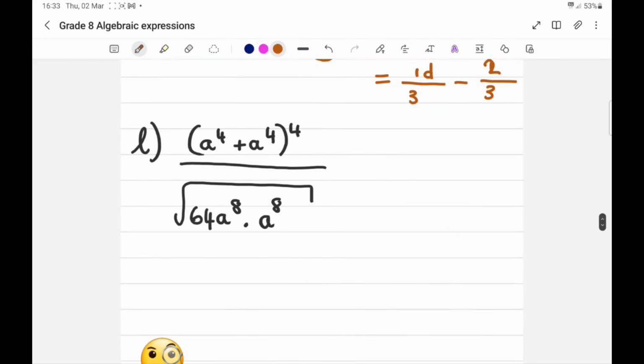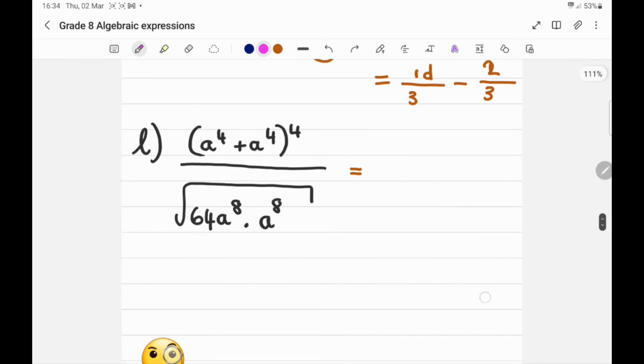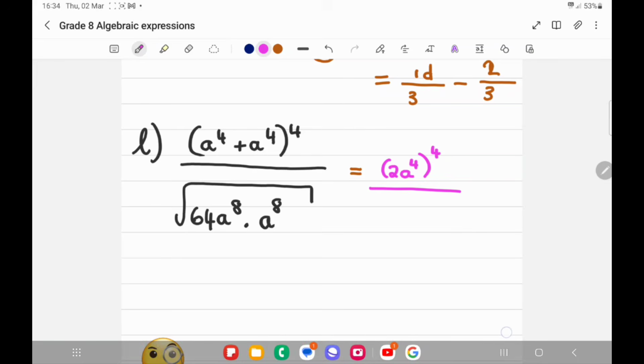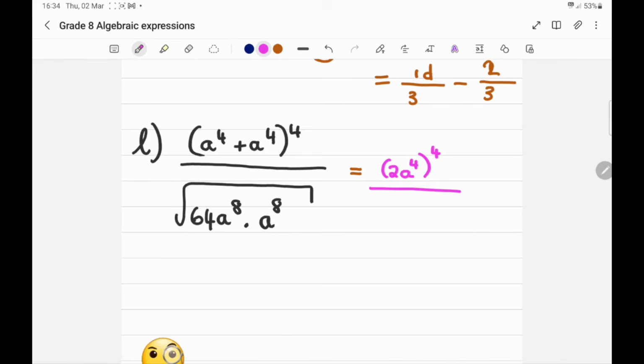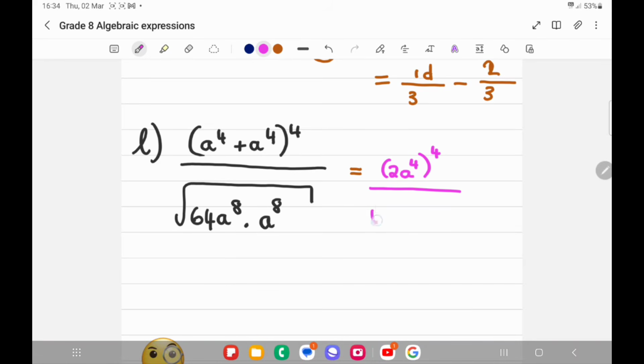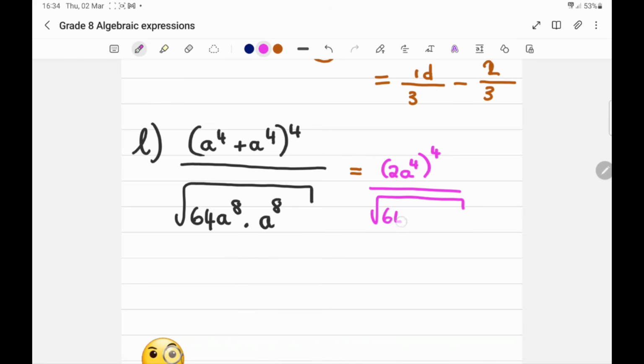Okay. Last one before we look at a little bit of a harder one. So a to the power 4 plus a to the power 4. I need to simplify inside first. So one of those plus another one of those is 2 of those. And that's all raised to the power 4 over. And this is where we'll get to next. Next on our list is how to take a square root and a cube root away. But if we just had to simplify that first, it will give us 64a to the power 16.